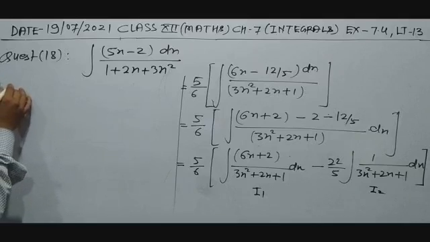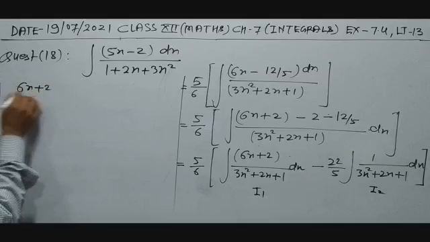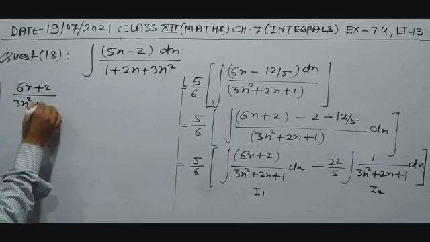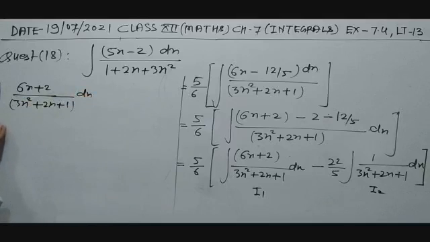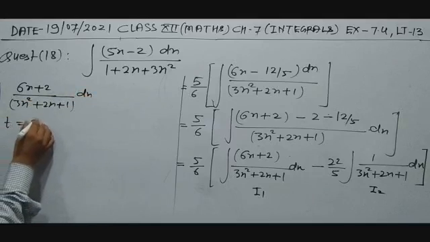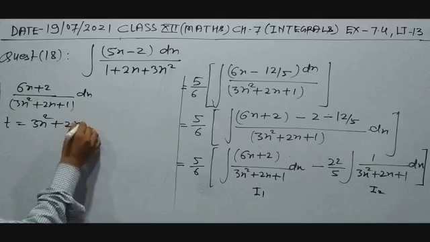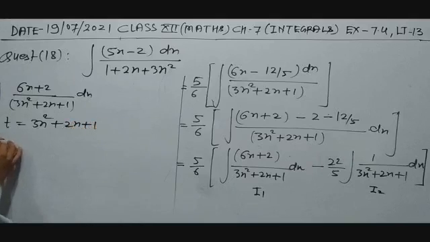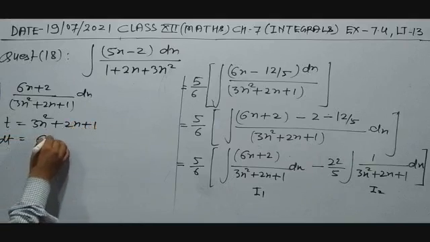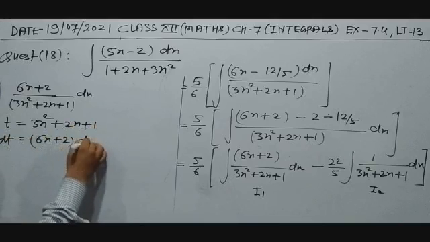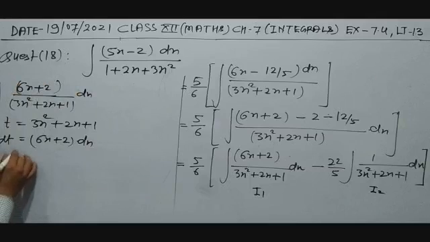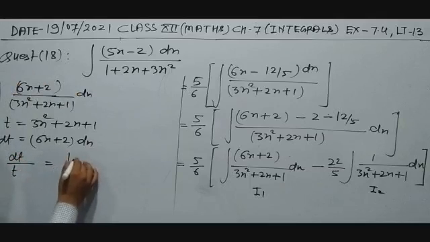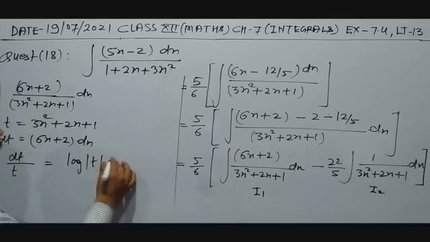I1 is the integral of (6x + 2) upon (3x² + 2x + 1) dx. In this question, let t = 3x² + 2x + 1. Then dt = (6x + 2) dx. So the integral converts to the integral of dt upon t, and you know its result is log of mod of t plus c.